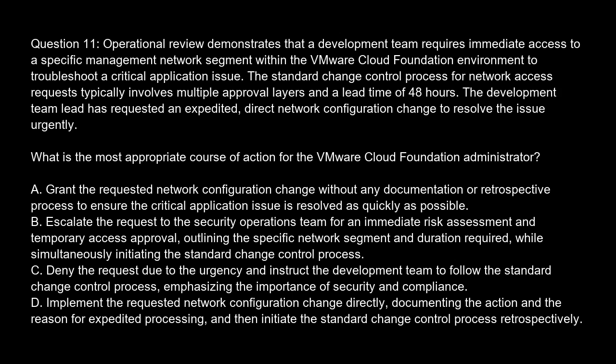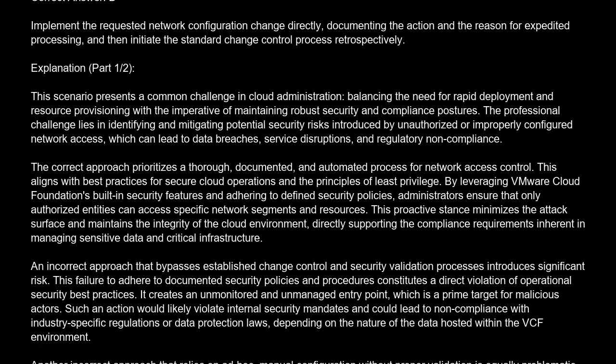Option D. Implement the requested network configuration change directly, documenting the action and the reason for expedited processing, and then initiate the standard change control process retrospectively. The correct answer is D. Implement the requested network configuration change directly, documenting the action and the reason for expedited processing, and then initiate the standard change control process retrospectively.